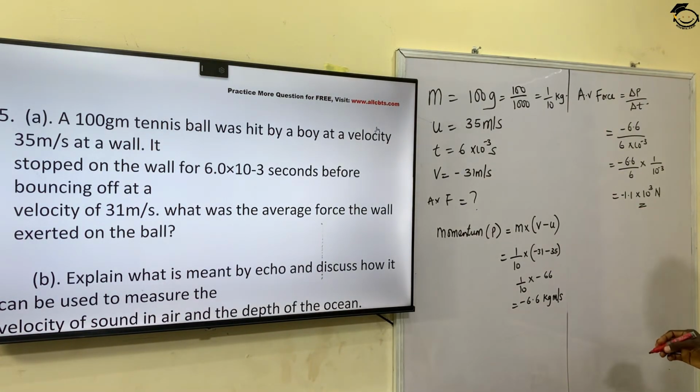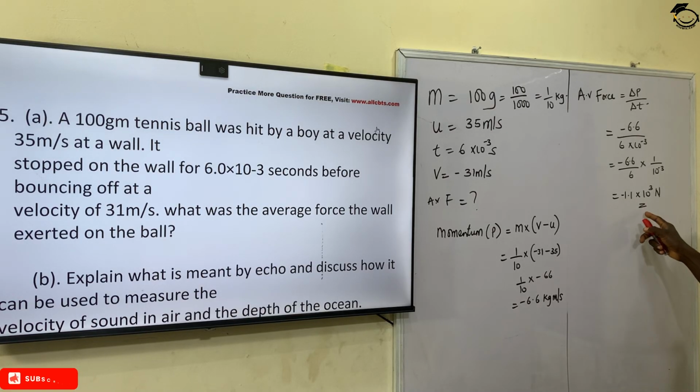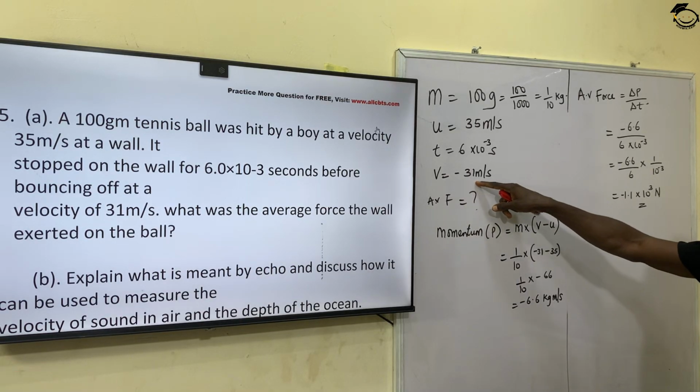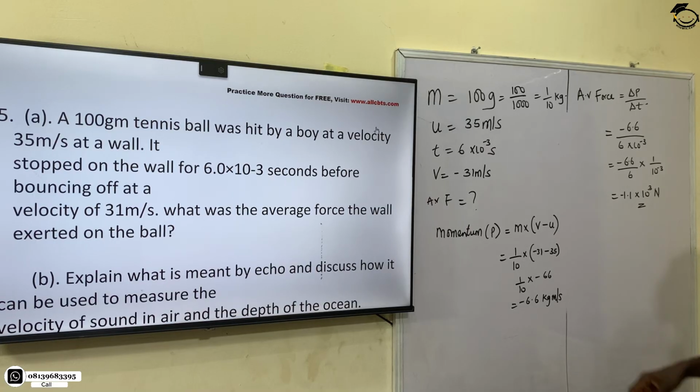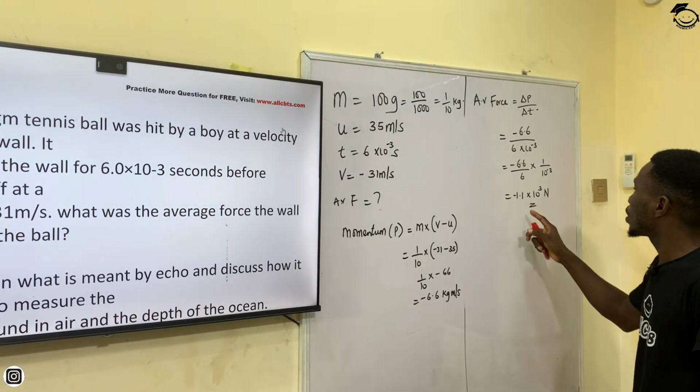So it means that the average force of this ball after it bounces off from the wall, because they said what was the average force the wall exerted on the ball. So this is the average force that the wall exerted on the ball, because the wall was the one that pushed the ball with a negative velocity, which is why I'm having my final velocity with which it pushes the ball as minus 31 meters per second. So at the end of the day, the average force with which this ball moves off from this wall is going to be what?